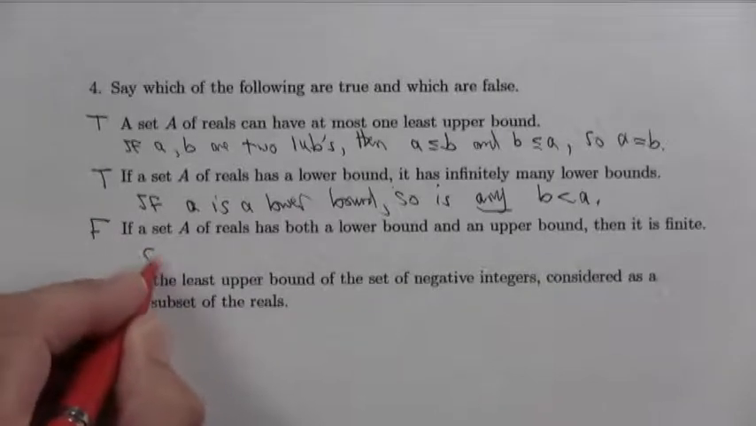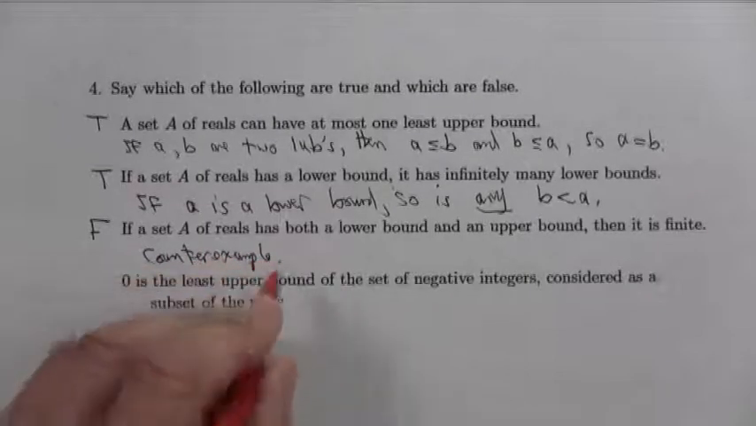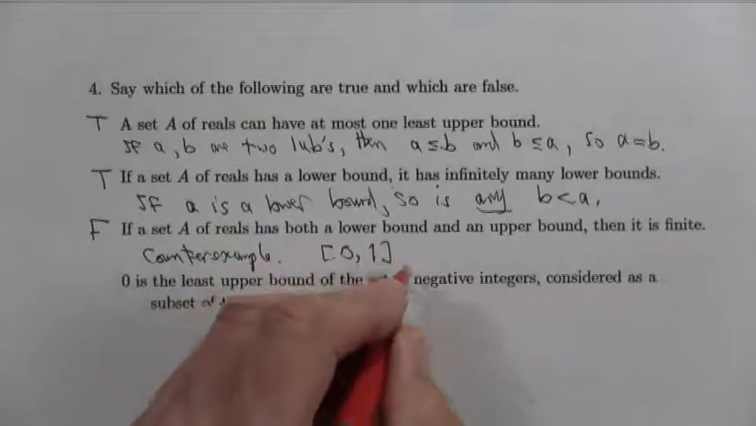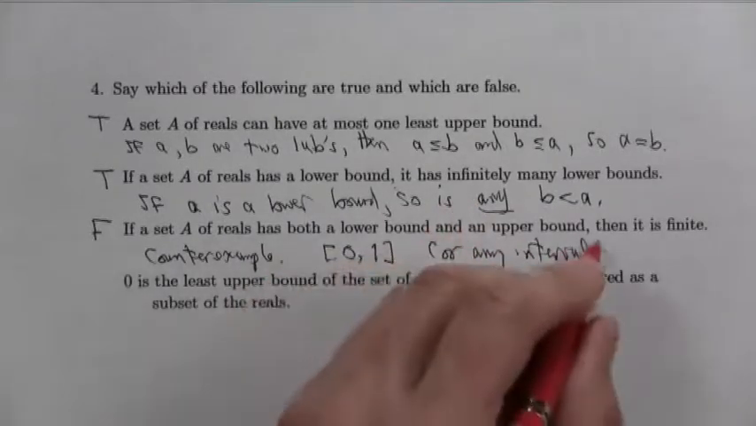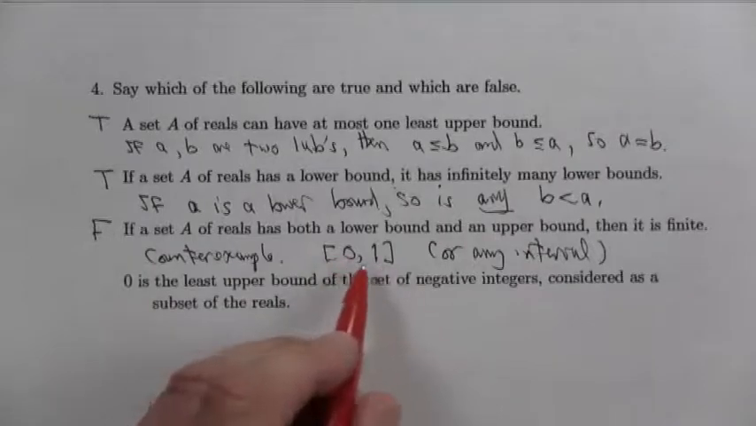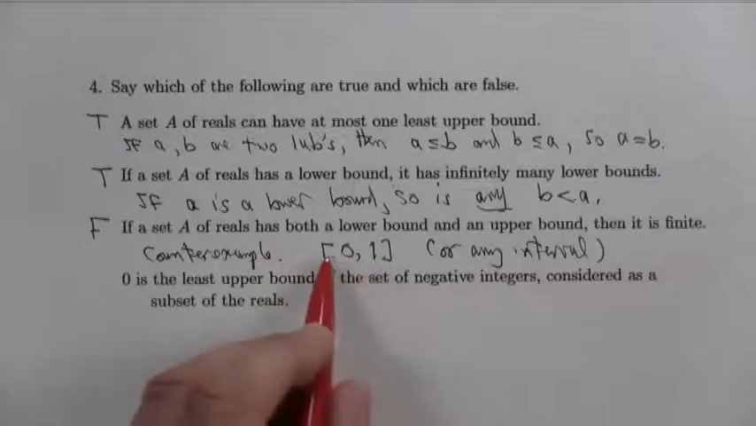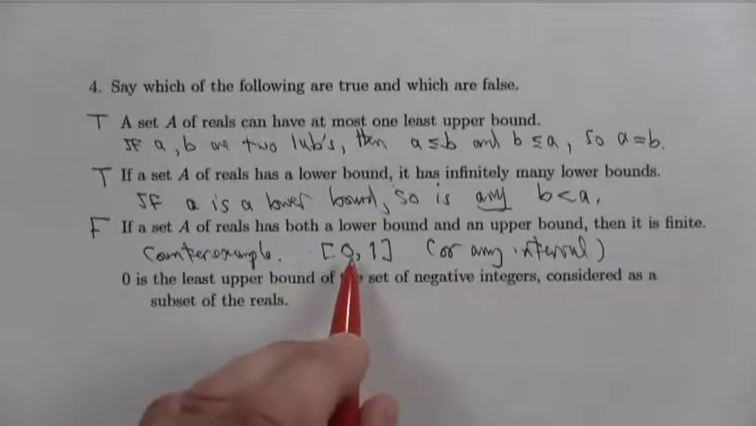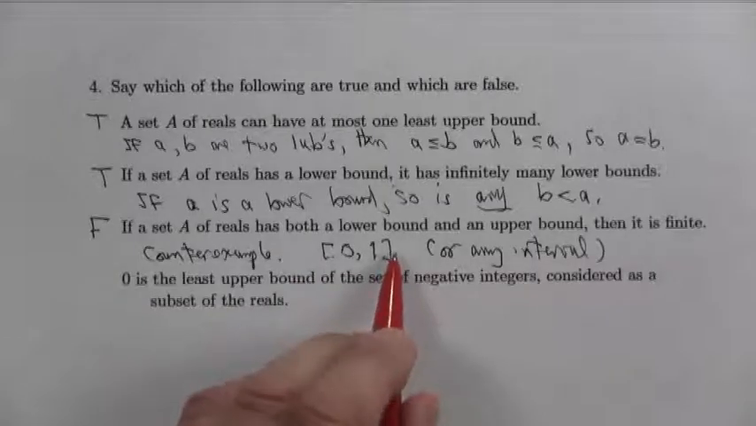And to show it's false, let me just give you a counterexample. Let's just take any interval, 0, 1. Any interval will do. An interval contains all the real numbers, in this case between 0 and 1 inclusive. Closed interval includes the endpoints. So it's an infinite set. But it's got a lower bound, namely 0, and it's got an upper bound, namely 1. So it's finite. I mean, so it's not finite.